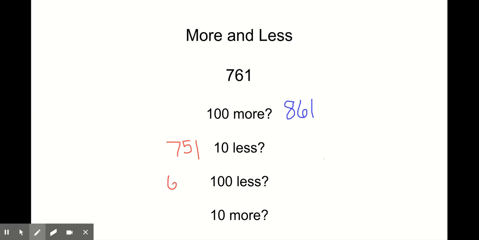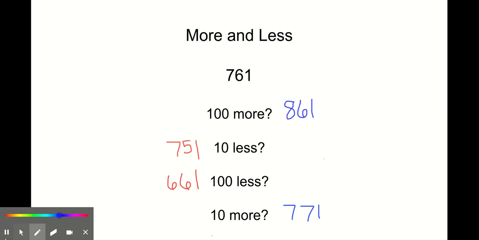100 less becomes 661. And finally, what is 10 more than 761? 771.